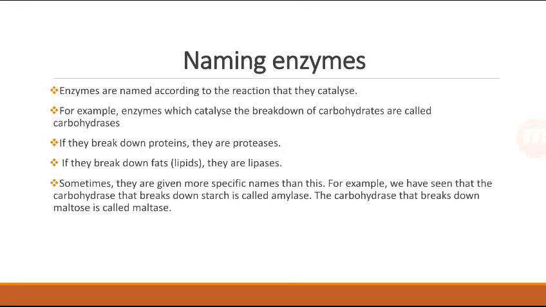Then, how is the naming of enzymes done? It is done according to the reaction which they are catalyzing. For example, the enzyme which breaks down carbohydrates is called carbohydrases. The ones which break down proteins are called proteases, and which break down lipids are called lipases. And certain specific names can also be given to the enzymes. For example, if an enzyme is catalyzing a reaction of starch, it is called amylase.